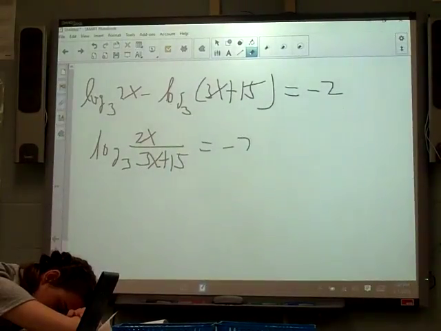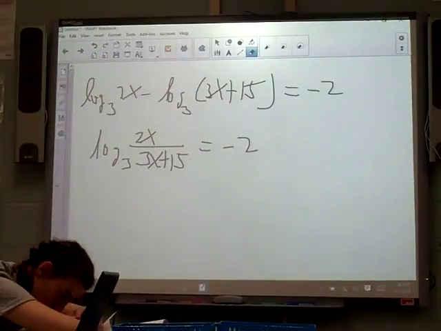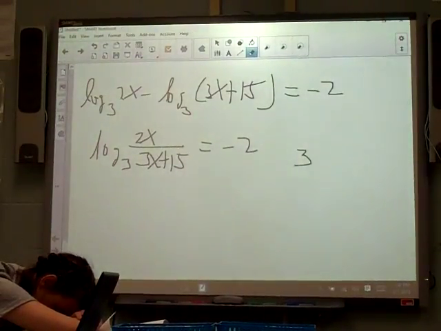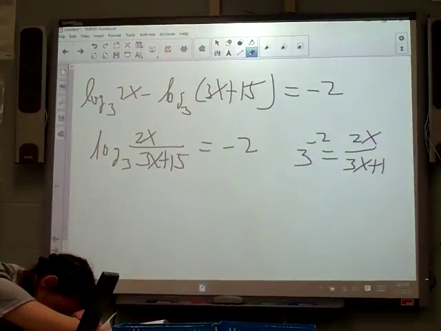is equal to -2. Now in the last problem, we just got to set the meat equal to each other, but we can't on this one because the log base 3 is not on both sides. So now we are going to rewrite this in exponential form. So b, what's my b? 3 to the -2 is equal to that whole thing, 2x over 3x plus 15.